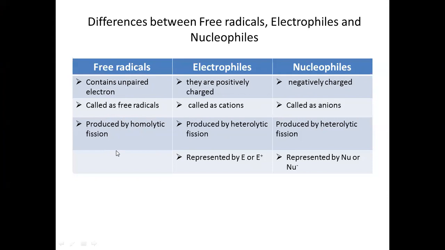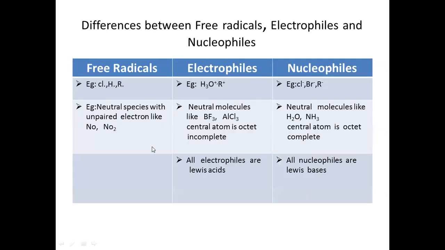These are produced by homolytic fission. These two are produced by heterolytic fission. These are represented by E or E plus. This is represented by Nu or Nu minus. The examples for these are free radicals like Cl free radical, H free radical, R free radical. The examples for electrophiles are all cations like H3O plus, R plus, and so on. And for the nucleophiles, it is all negatively charged species like Cl minus, Br minus, R minus.